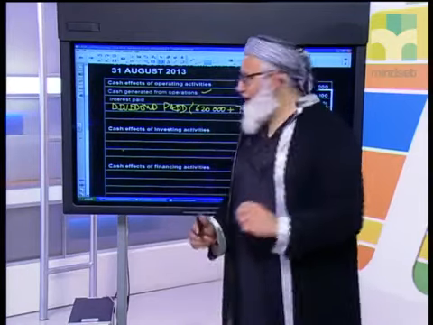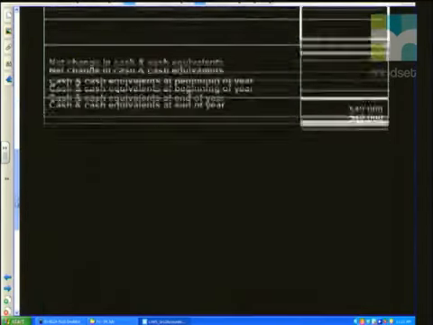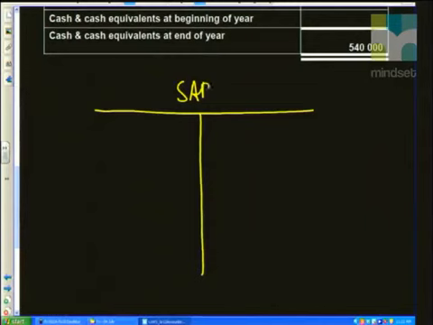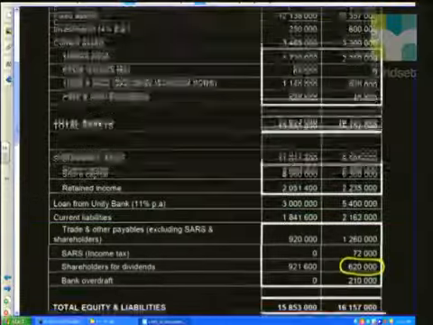But the following one, where we're calculating now our income tax that's paid. When we calculate our income tax that has been paid, watch what I'm going to do. I'm going to open up a T account, and the name of this T account is SARS Income Tax. Watch the procedure. Step number 1: look for your opening balance. What is your balance at the beginning of the year? So go to your information and see what it tells you there.